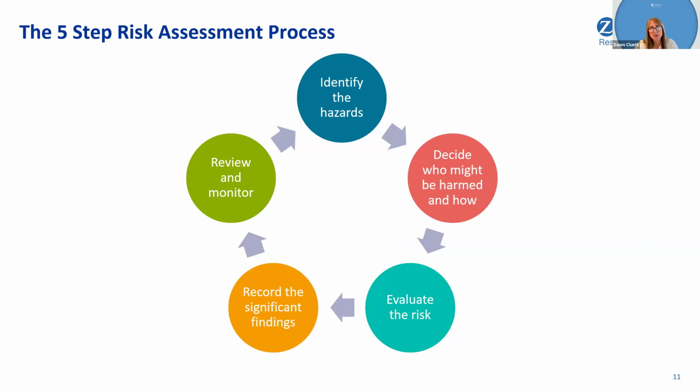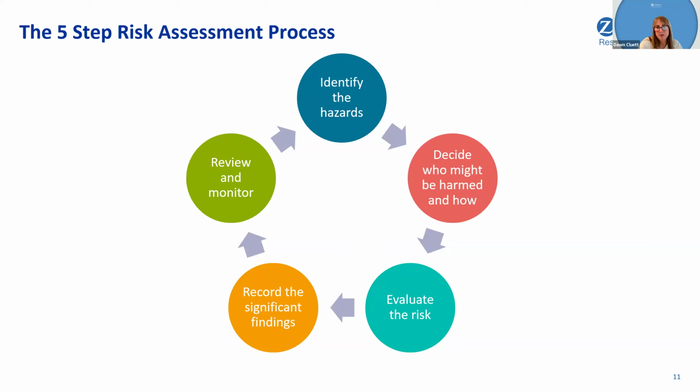Step 2, decide who might be harmed and how. Now, the group could be just volunteers, but it might be other people as well that are around in the area. It could be the public, it could be other contractors, there could be other people, and we do need to consider this as well. Step 3 is evaluating the risk, where we look at what the current risk level is that we've already got controls in place with. And is it acceptable? Is more action needed? Do we need to do more to reduce it? We'll look at a risk matrix a bit later on.